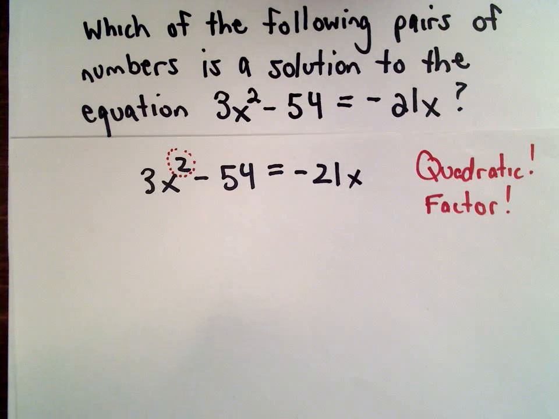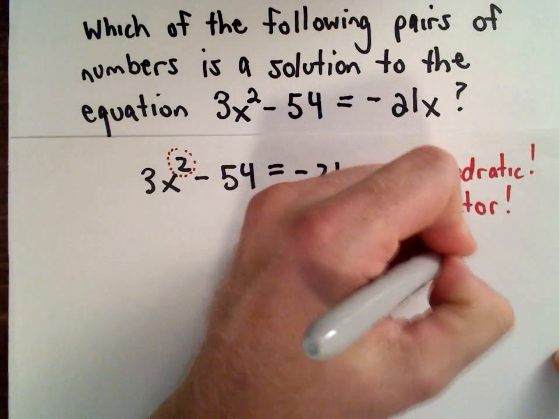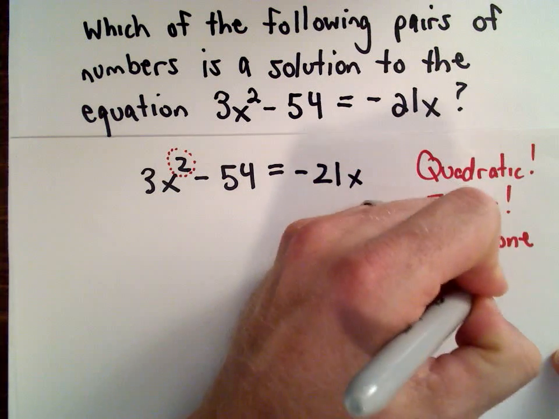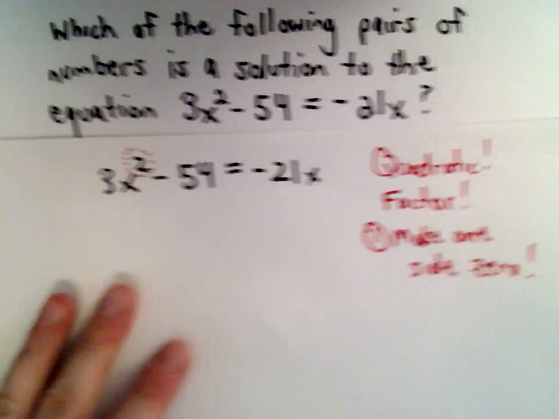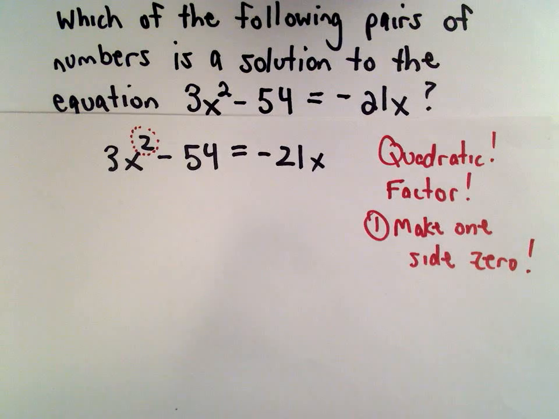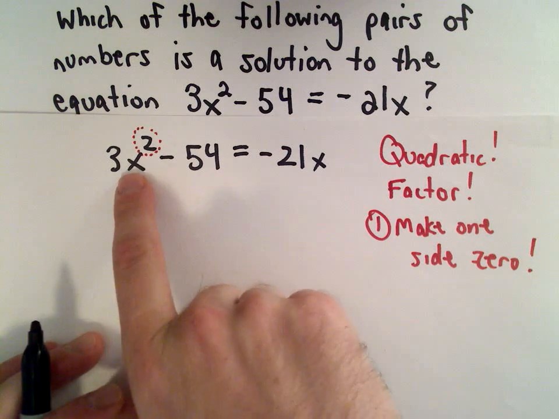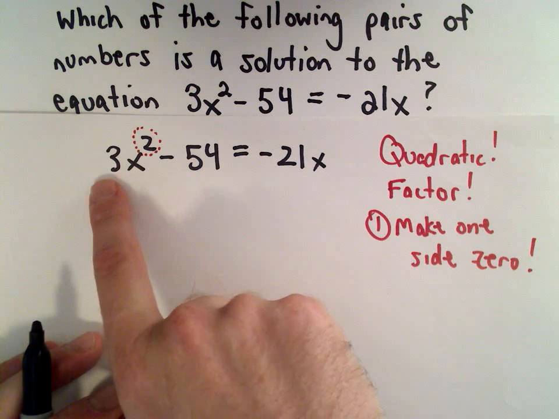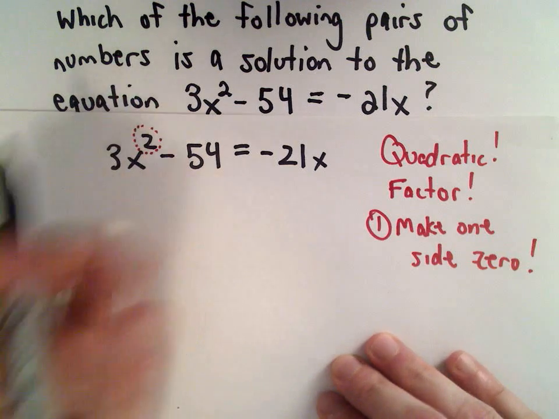Okay, so to solve a quadratic equation, the first thing we want to do is make one side of the equation 0. So this is your recipe again. It's like you're making a cake. Whenever I see my x squared, I want the number in front of that to be positive, and it already is. So for me, I'm going to move everything over to the left side.